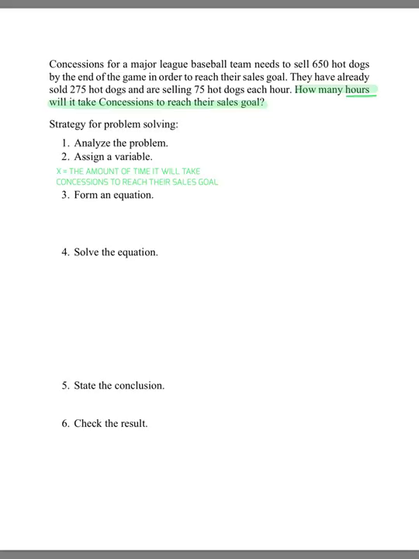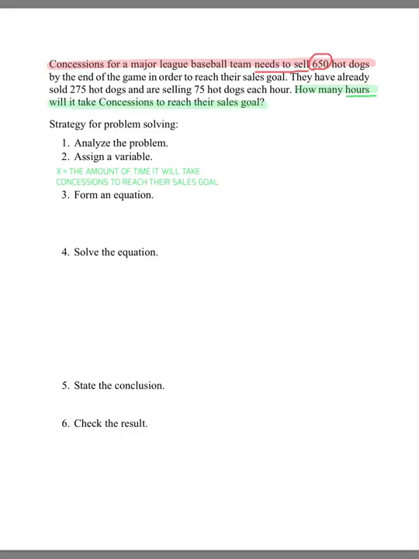So now let us go back to analyzing the problem. Let's see what other information we can extract from the given sentences. Rereading the first line, we know that concessions for a Major League Baseball team needs to sell 650 hot dogs by the end of the game in order to reach their sales goal. So we're going to want to highlight 650. That's what they need to sell. We're going to keep that in mind, in order to reach their sales goal.